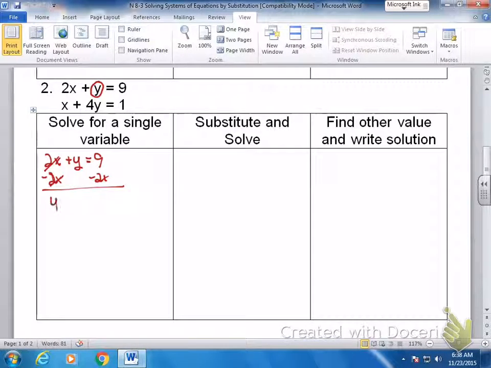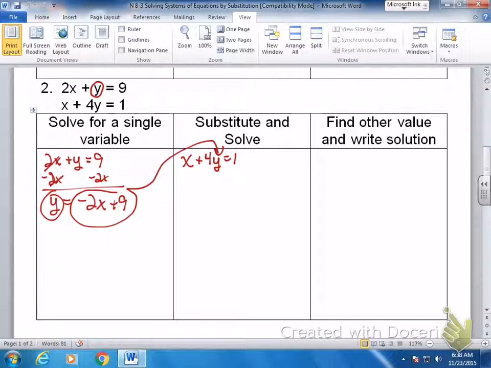That cancels out the x's, leaves me y equals, which is what we want. I'm going to write my x's first, negative 2x plus 9. So now we've solved for y. Now we can mess with our other equation. Our other equation, x plus 4y equals 1. And we know what y is, so we're going to plug that whole expression in for y. So now instead of x plus 4y, I'm going to have x plus 4 times whatever y is, which is (negative 2x plus 9), and that equals 1.